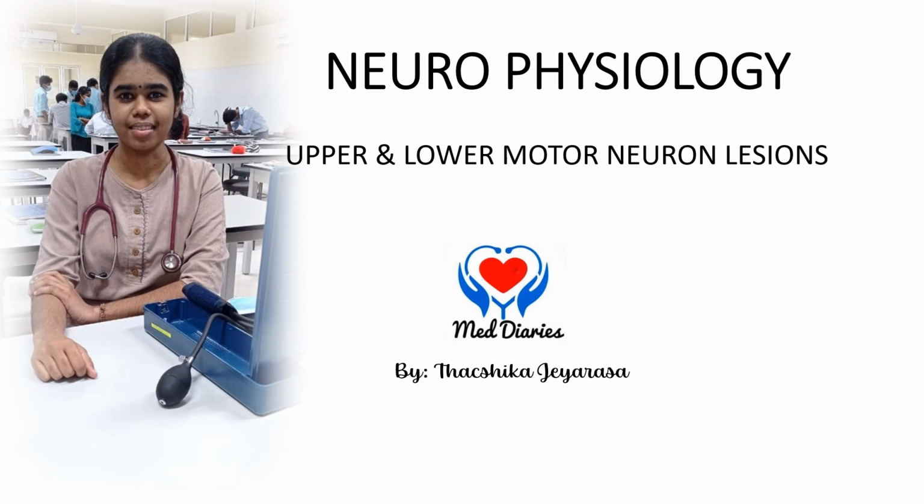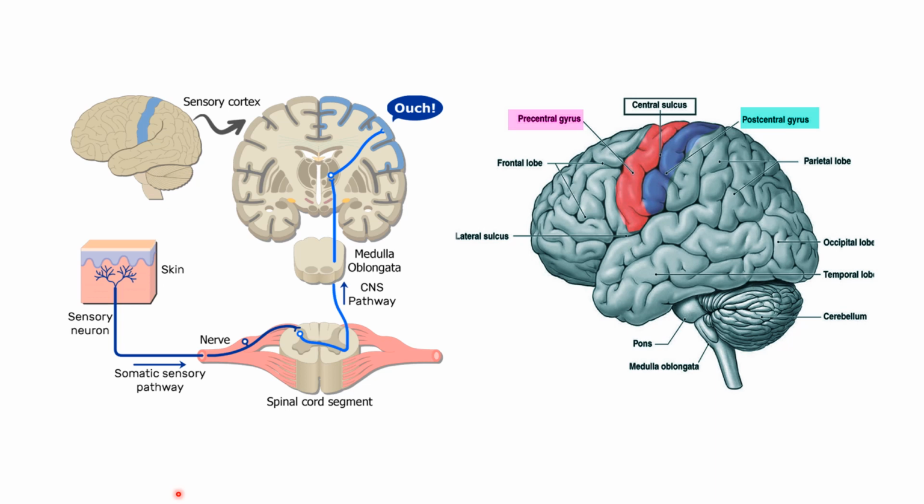Today I am going to give an explanation regarding the upper and lower motor neuron lesion. Before going into that, you have to know some basic ideas related to that. First, you have to know about sensory system and motor system.